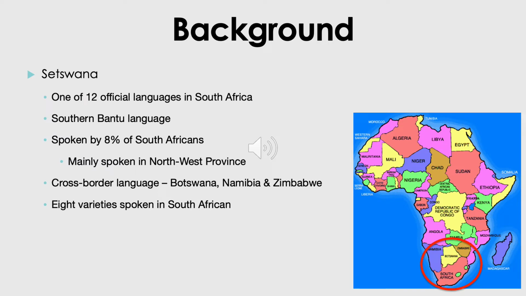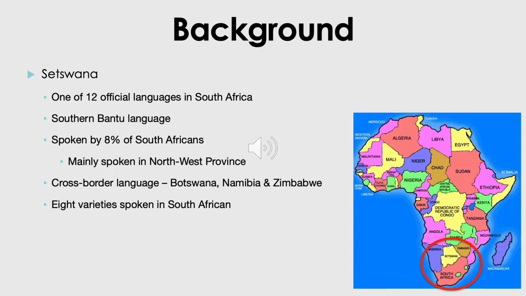Before I describe the details of our research study, I will give you some background information so as to highlight the rationale for undertaking this project. Setswana is one of South Africa's 12 officially recognized languages. It is a Southern Bantu language belonging to the Sotho language family. Setswana is spoken as a first language by about 4 million people in South Africa. This works out to 8% of the country's population.